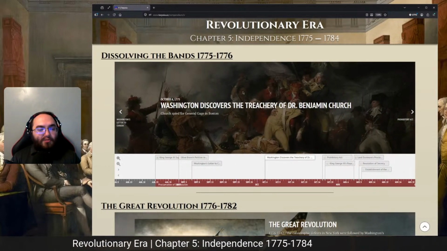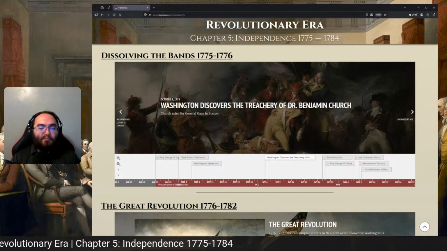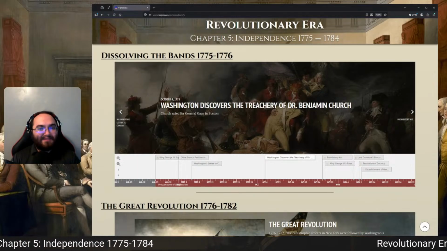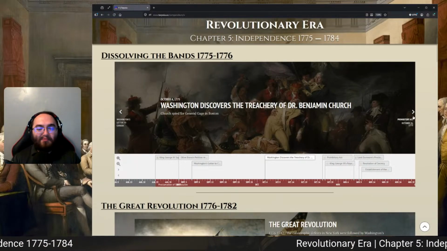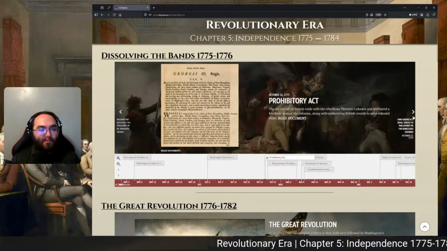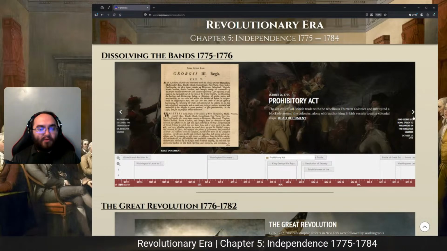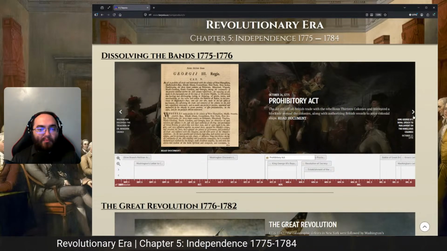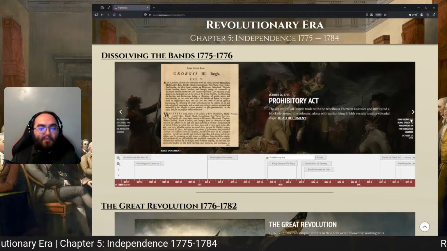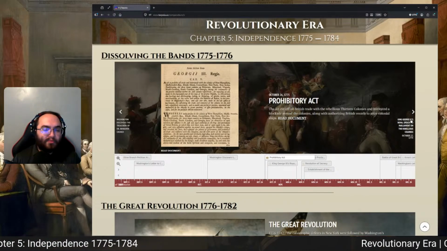Then you have Washington. He discovers the treachery of Dr. Benjamin Church. So there are going to be a lot of spies during the American Revolution on both sides. And Washington himself will create a spy network to help him get accurate information about British troop movements and stuff like that.